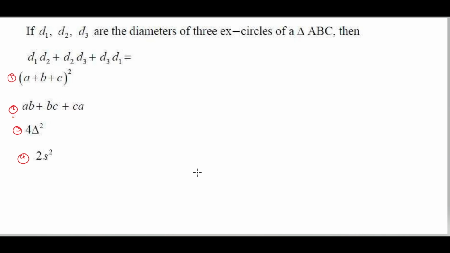Friends, next question. This question is from properties of triangles. If D1, D2, D3 are the diameters of the three excircles of a triangle ABC, then D1 D2 plus D2 D3 plus D3 D1 is equal to dash. Here given D1 is the diameter of the excircle opposite to angle A, that is D1 is equal to 2R1. Similarly D2 is equal to 2R2. Similarly D3 is equal to 2R3.